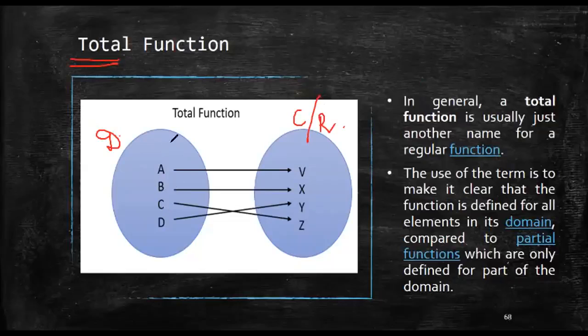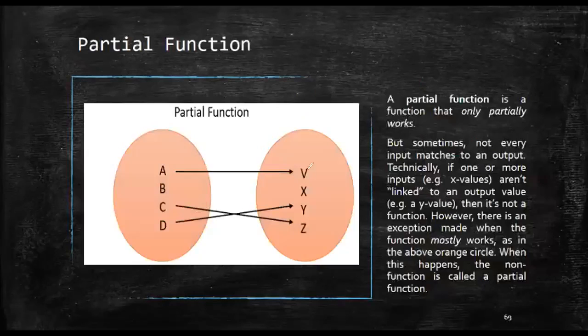Okay, but in a partial function it will be something different. So that is the reason we use the term total. So a total function is usually another name for our regular function. Whatever function we have studied in the earlier classes, the total function is the same as that. So now the important thing to study is partial functions. So let's study partial function, then we will understand why we call it total.